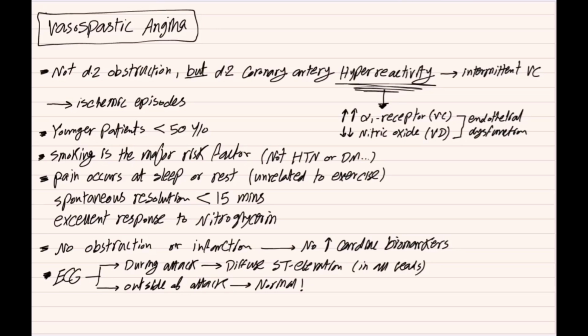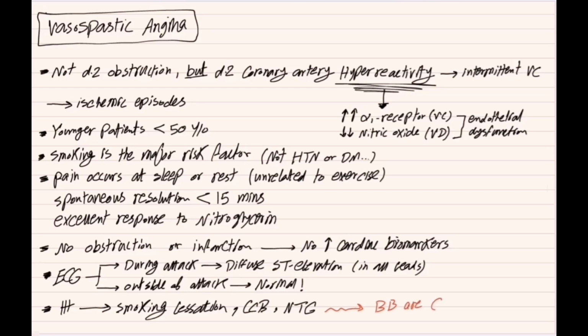So the treatment would be first smoking cessation, second calcium channel blockers or nitrates to vasodilate the coronary artery. Keep in mind that beta blockers here are contraindicated. And the reason is, if you block the beta receptors, which normally causes vasodilation, you actually worsen the condition by the unopposed alpha 1 receptors, which are already hyperactive, which would cause vasoconstriction and worsen the condition.